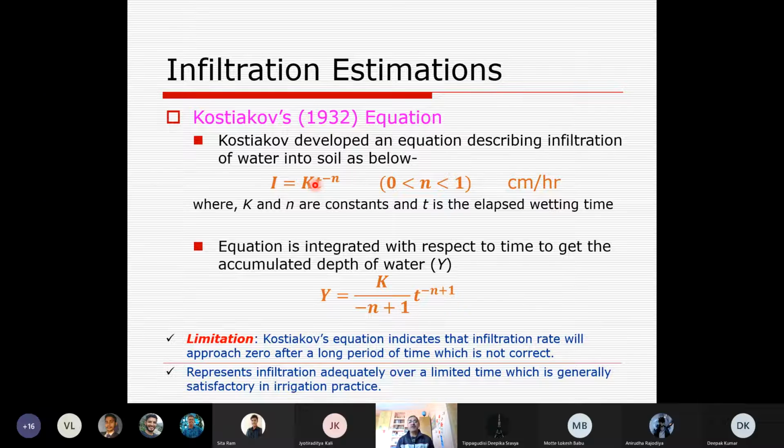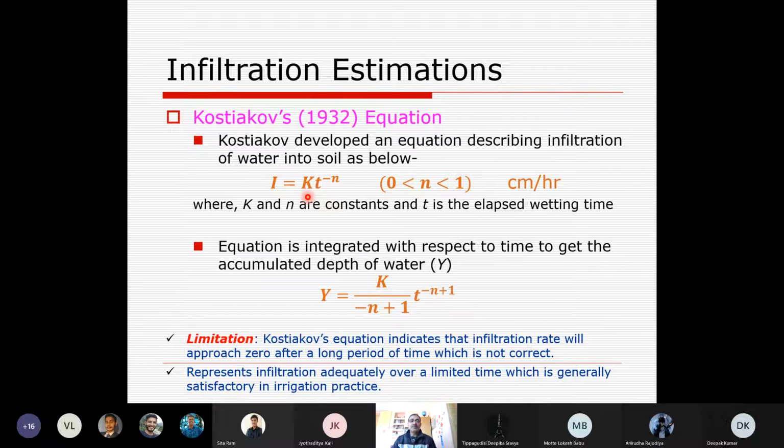Suppose we are interested to find out the amount of water infiltrated into the soil, say from a pond of water, right? So there it will not be correct condition. So this is basically the limitation of Kostiakov equation. However, it works well for irrigation purposes and we can use this.